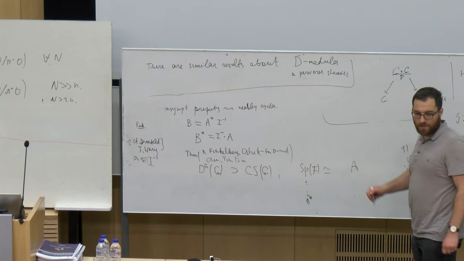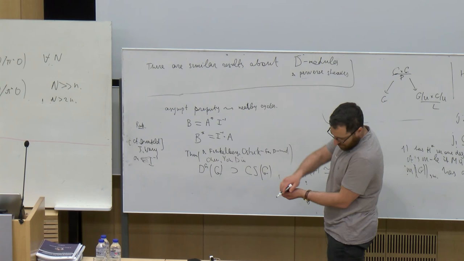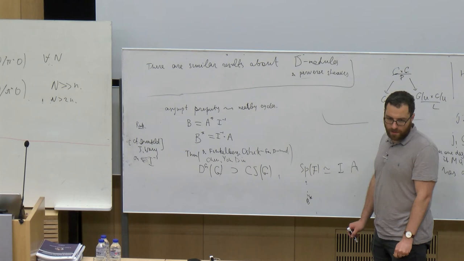So the only point here is that we're considering functors given by a correspondence, so you pull back under a smooth morphism, then you can push forward. The morphism is not proper, and the point is that you have to do it in a different way.